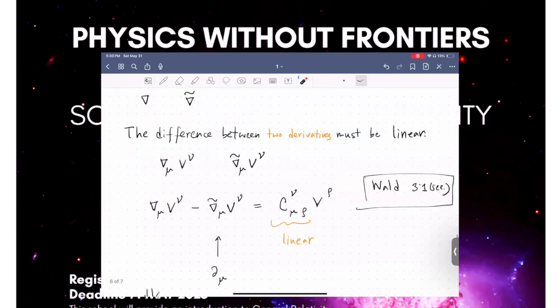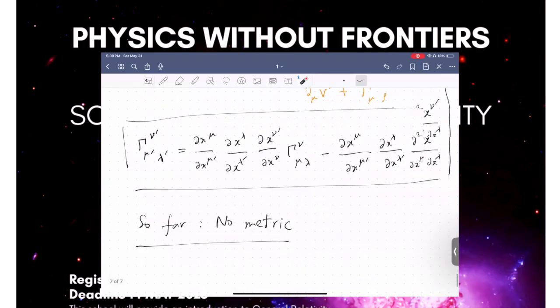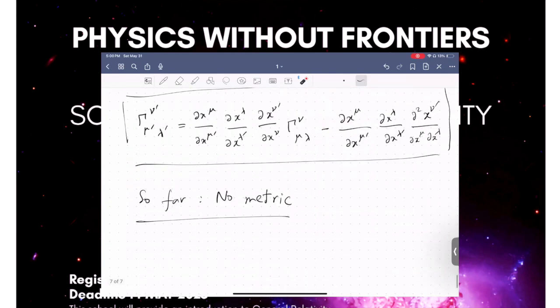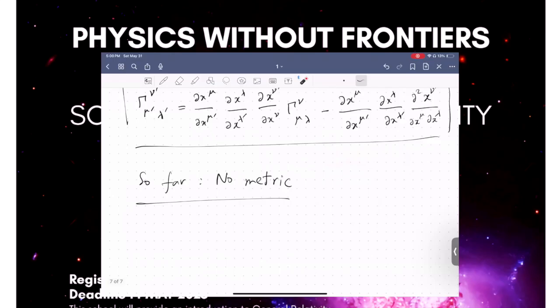And people will also refer to it as a connection. These terminologies are almost interchangeable. A connection sometimes refers to a covariant derivative itself, but it can also refer to just the Christoffel symbol. Actually, I'm not 100% sure whether connection refers to the full covariant derivative or the Christoffel symbol. I think people use it as both. But the point that I'm trying to make is that you can define curvature without a metric using only the idea of a connection.